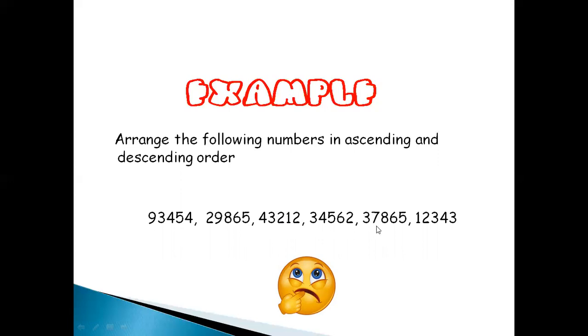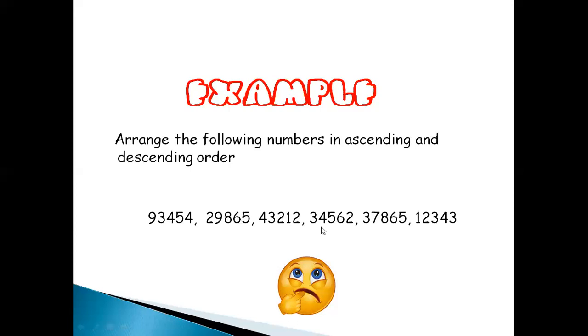Then which is the next? Okay, then this. This is also big after 43212. This should be the next number that is big. Okay, then which is the next? Then this 34562 is also big after 37865. And then the next one is this, 29365. This is the next. And then this would be the smallest, 12343.